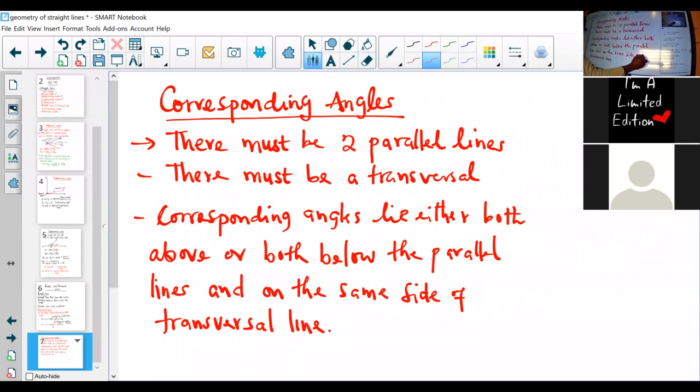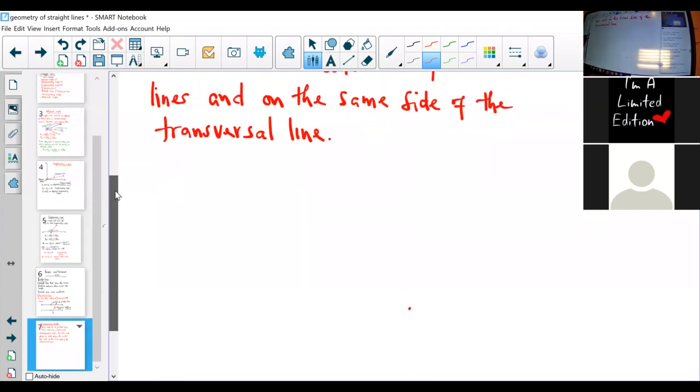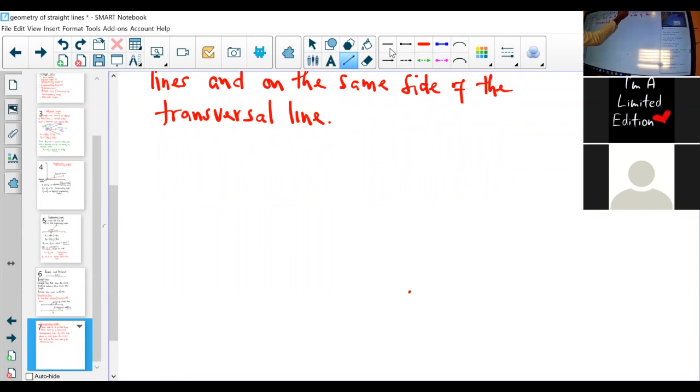Let's use the transversal line. All right, so corresponding angles lie either both above or both below the parallel lines and on the same side of the transversal line. We're going to look at it together right now quickly. I'm going to send you the notes so you will be able to catch up. I'm sure you're writing, but in case you're missing anything out, I'll send you the notes immediately.